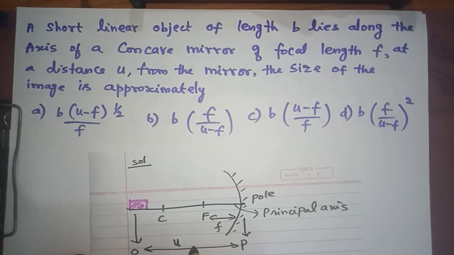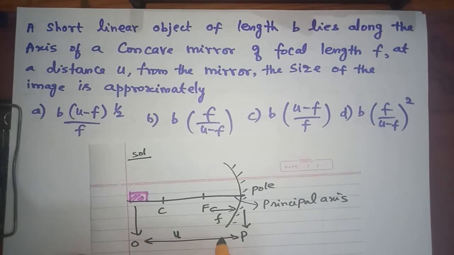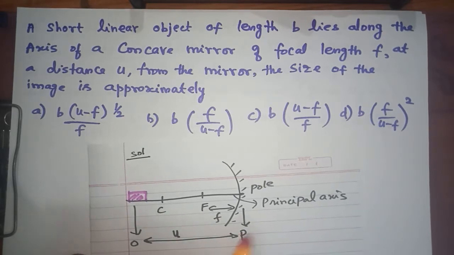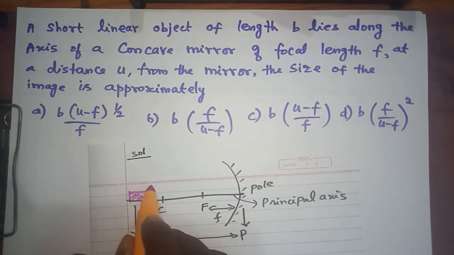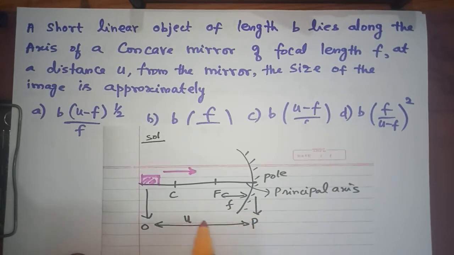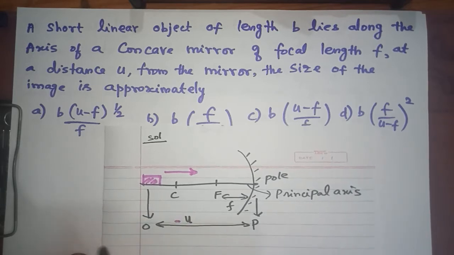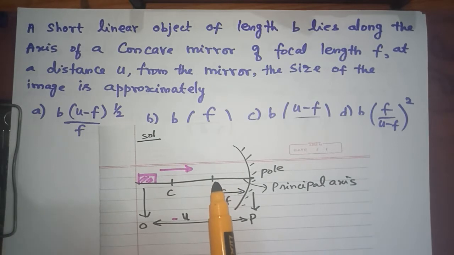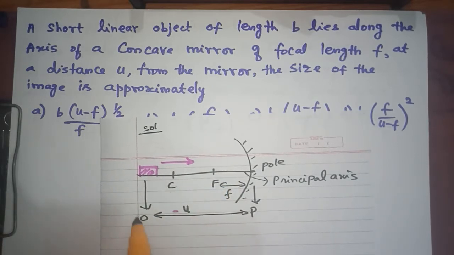For a concave mirror, as per the new Cartesian sign conventions, any distance is always taken from the pole to the object. The incident ray will be in this direction, and the distance you are considering is in the opposite direction. So it is a negative sign, minus u, at distance u from the mirror. The size of the image is approximately. Now I have to find the size of the image.